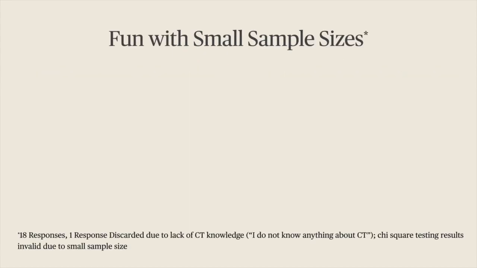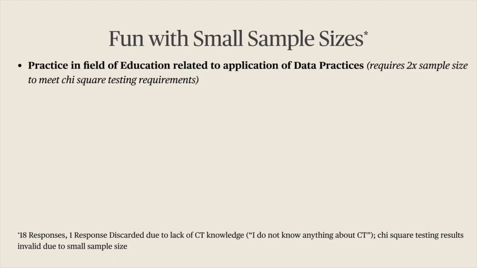I did some quantitative analysis, none of which was significant because of the small sample size, but I extrapolated from my chi-square testing to see how large a sample I would need for the ratios I was getting to be significant, and I found these 5 fun potential relationships. 1. Practice in the field of education is related to the application of data practices, which makes sense. I'm in education, and I just analyzed a bunch of data.